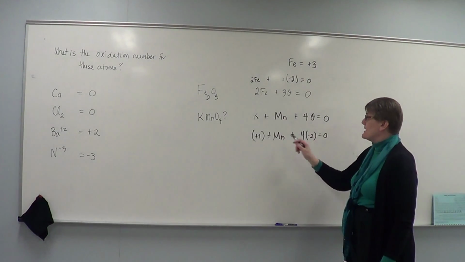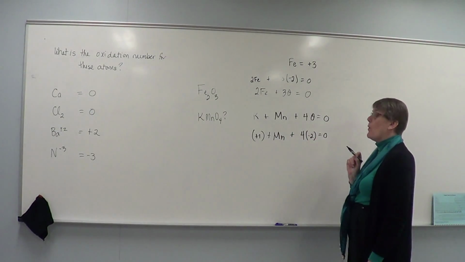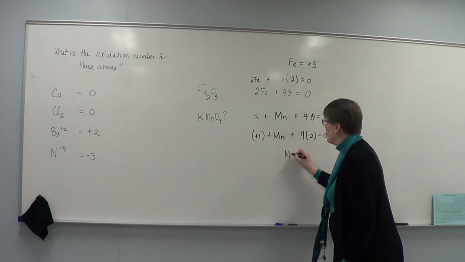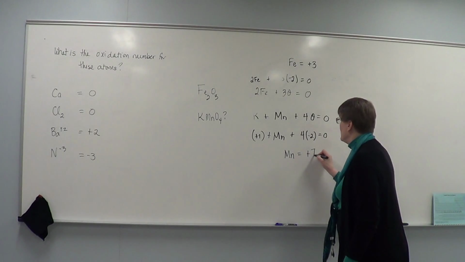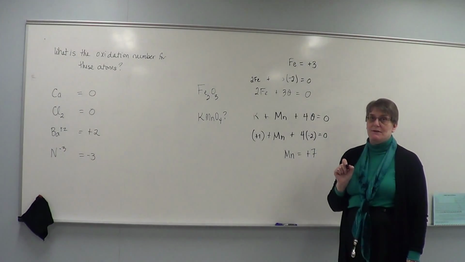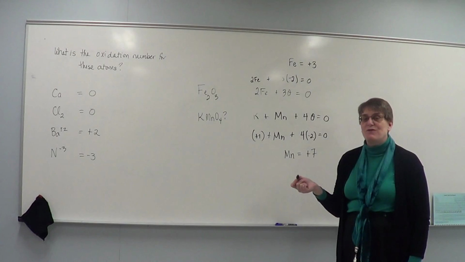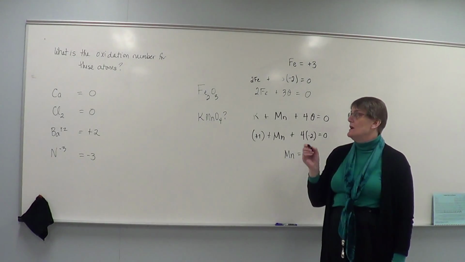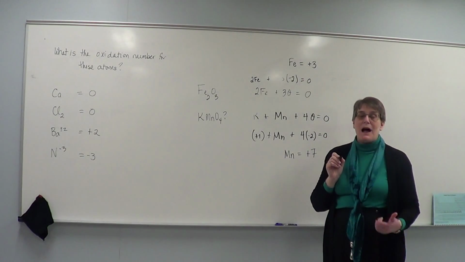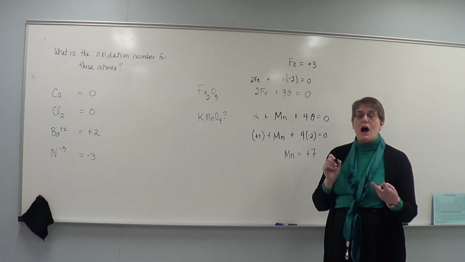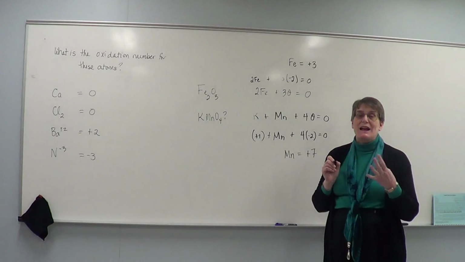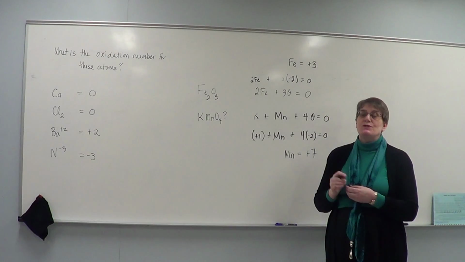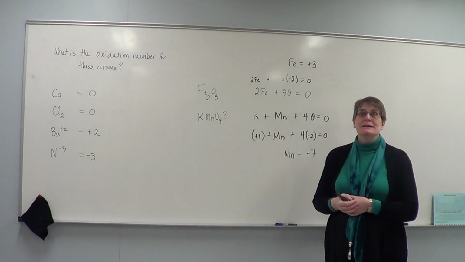So I have 1 plus manganese plus 4 times -2 equals 0. And if I solve that for manganese, manganese is going to come out +7. And so that's how you find the oxidation numbers for all the atoms in a molecule. You use the hints that you've gotten about fluorine, hydrogen, oxygen, group 1 metals, and group 2 metals. Everything else is going to be there in a form where you can use those to figure out the unknown atom. Thank you.